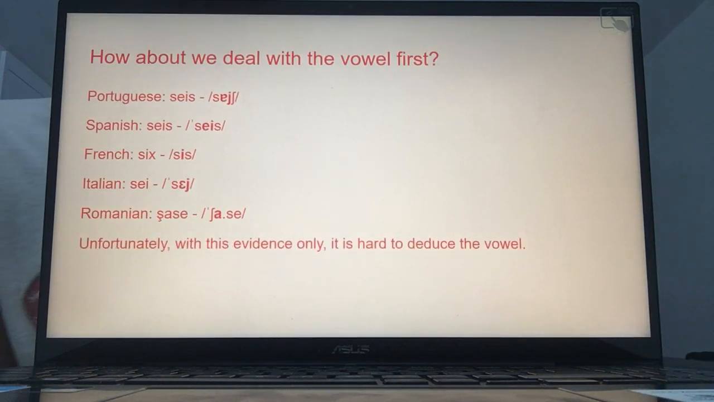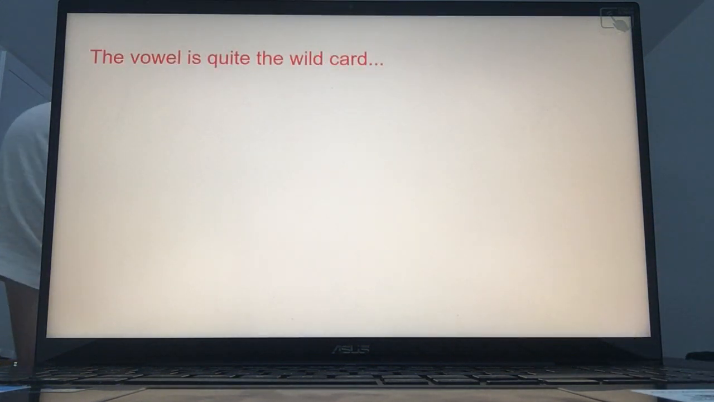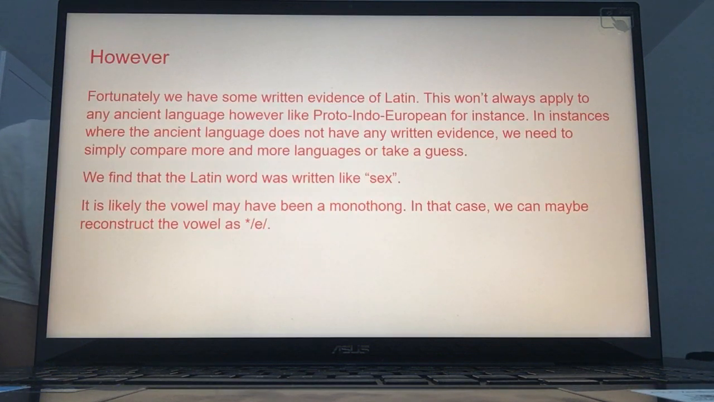Unfortunately, from this information alone, we can't really deduce the vowel because the vowel is a complete wild card. It's pretty unpredictable. The vowel is a bit more unpredictable than the consonant when it comes to sound change. However, fortunately, we have some written evidence of Latin.